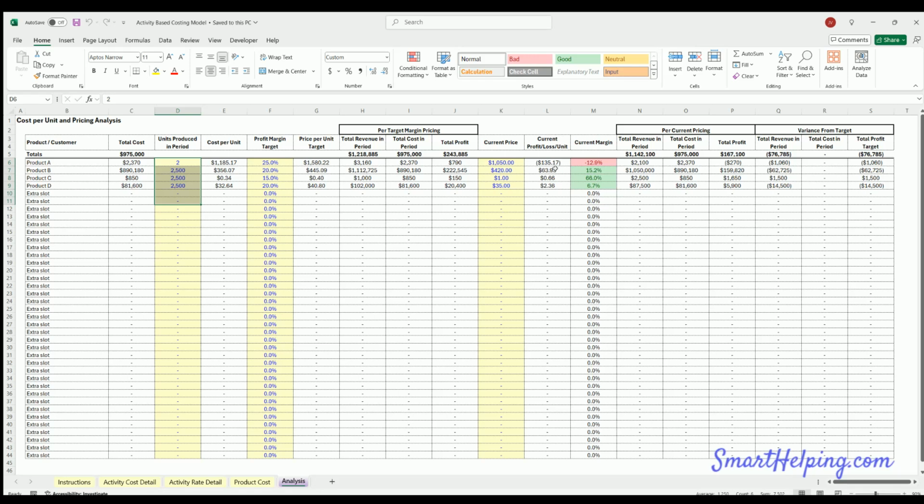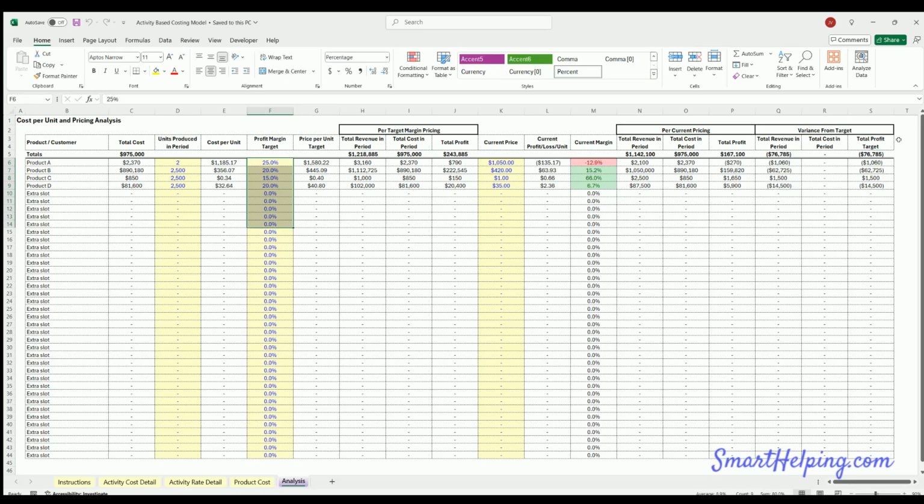We could be making a profit here of 20% if we charge $445 a unit, but because we're only charging $420, we're only making a 15% margin. So we're going to look at target pricing numbers, current pricing numbers, and then compare, well, based on current pricing, this is how much profit we're making for the year. And you can see by product as well. And then what that variance is from our target margins.